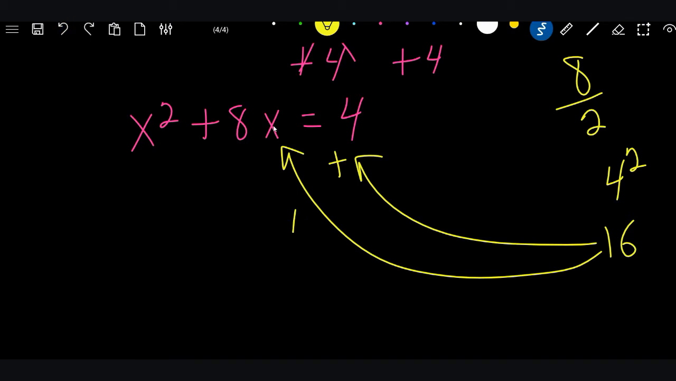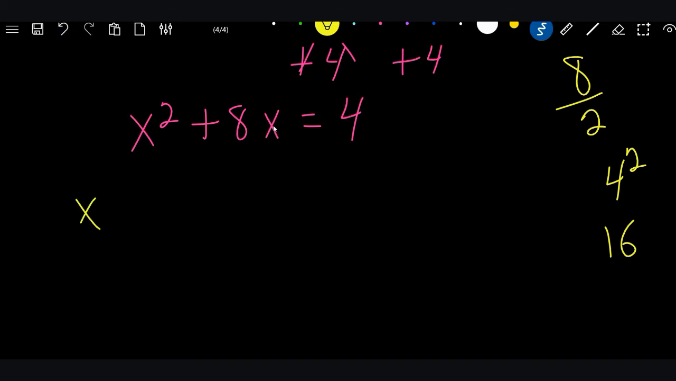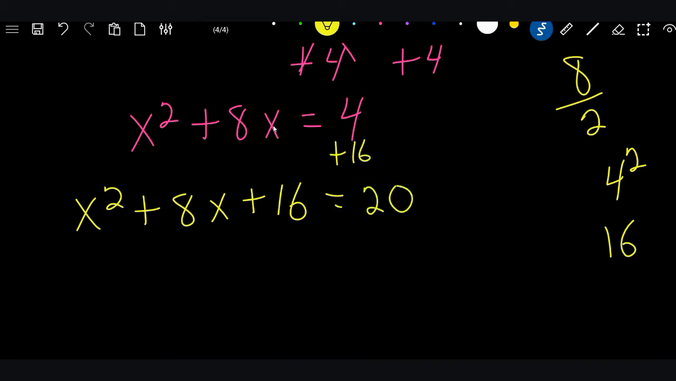All right, so let's do that. Let's try that. On the first side, we have x squared plus 8x plus 16. Since we don't have any numbers over there, we just put it in there. Equals 4 plus 16, 20. Now don't forget to add it to this side. That's one of the main areas where students go wrong. They forget to add it to the other side. Okay?